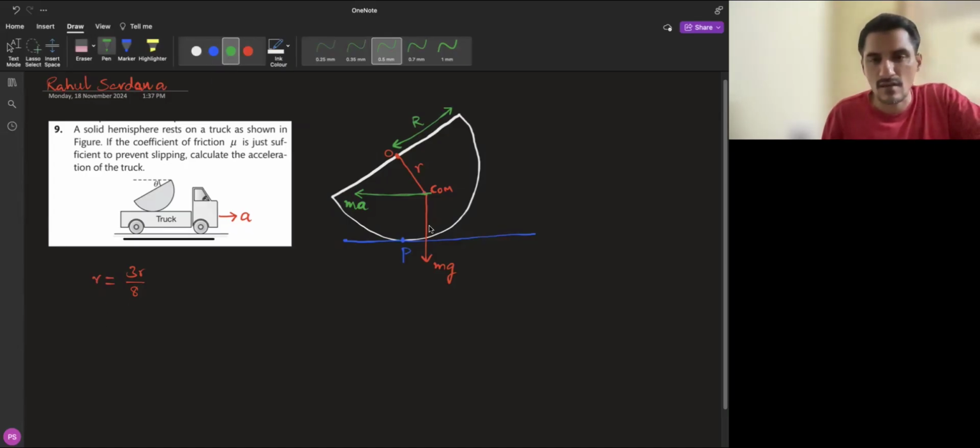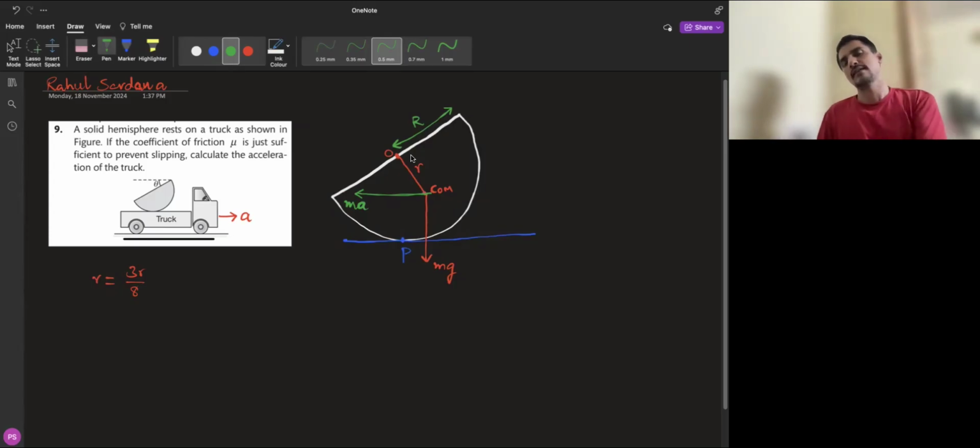the two forces, mg and ma. Now the torque acting because of these two forces is equal to zero. Net torque acting because of mg as well as ma is equal to zero. That's the reason why it is at rest with respect to the truck. Am I right or not? So net torque is zero.